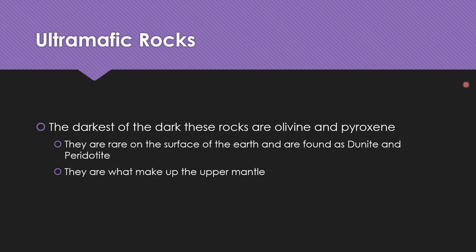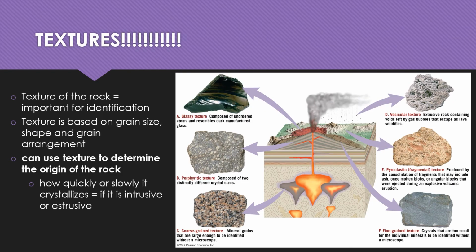Okay, so why was I going through all these different types of rock? Because of their texture. Okay, textures are super duper important for rock identification. Texture is based on grain size, the shape and the grain arrangement. You can use texture to determine the origin of a rock, especially volcanic rocks, because you can figure out how quickly or slowly it crystallized, and if it is intrusive or extrusive in origin.